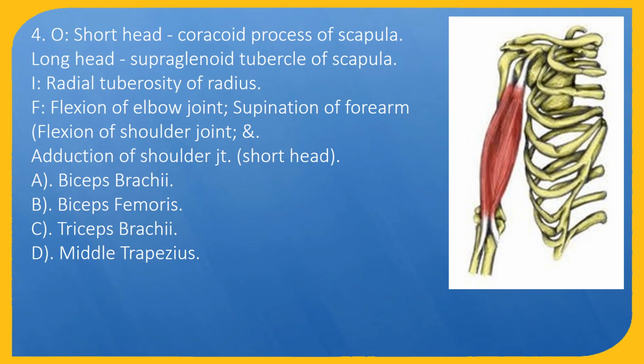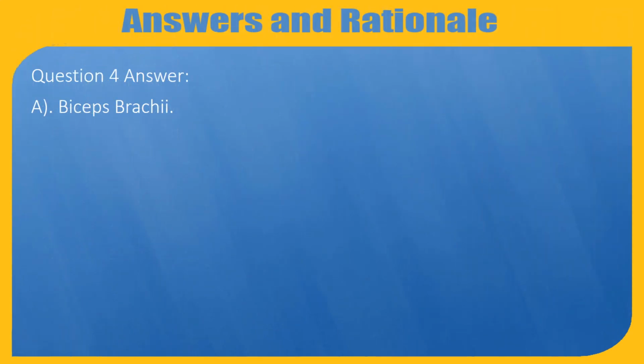Question 4: O. Short head, coracoid process of scapula. Long head, supraglenoid tubercle of scapula. I. Radial tuberosity of radius. F. Flexion of elbow joint, supination of forearm, flexion of shoulder joint, and adduction of shoulder joint, short head. A. Biceps brachii. B. Biceps femoris. C. Triceps brachii. D. Middle trapezius. Question 4 answer, A. Biceps brachii.